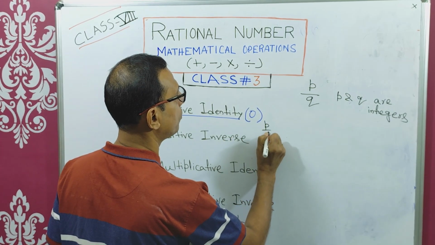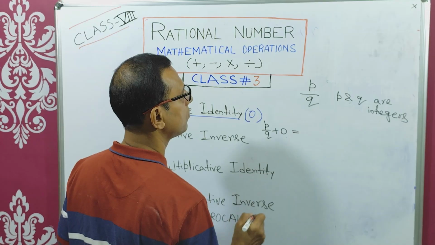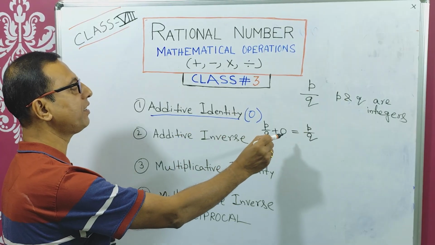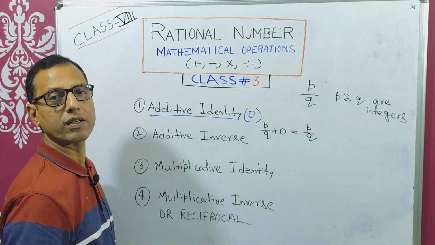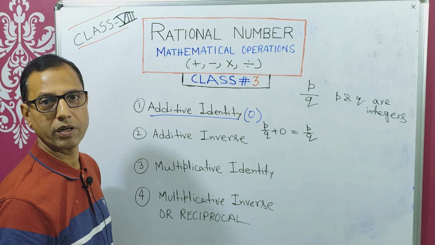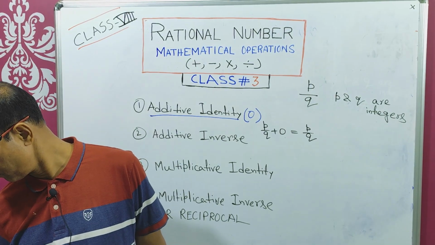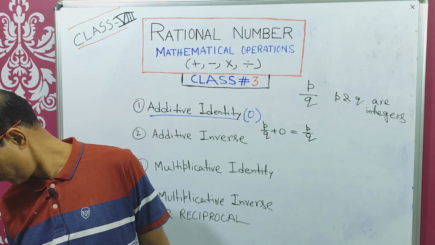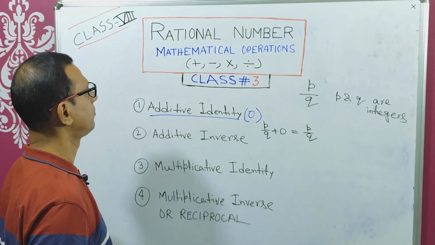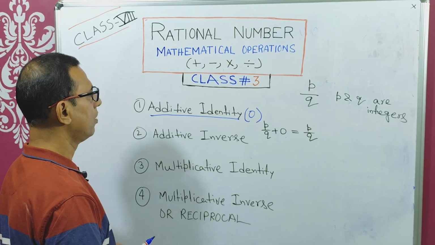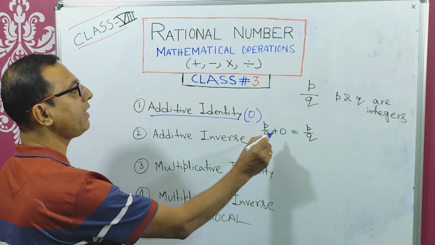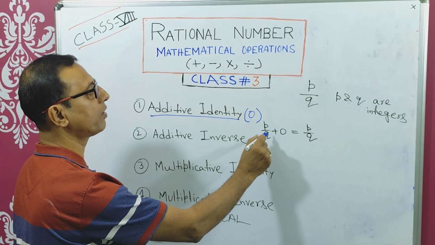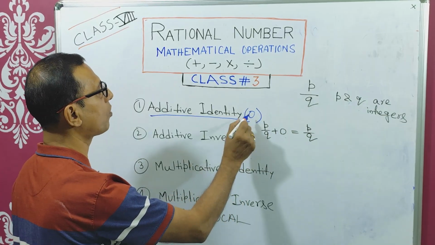P by Q plus 0 equals P by Q. Adding the additive identity doesn't make any change to the rational number. Okay, so adding 0 to any rational number, there is no change. If I add 0 to a rational number, it remains the same. Therefore, 0 is called additive identity.